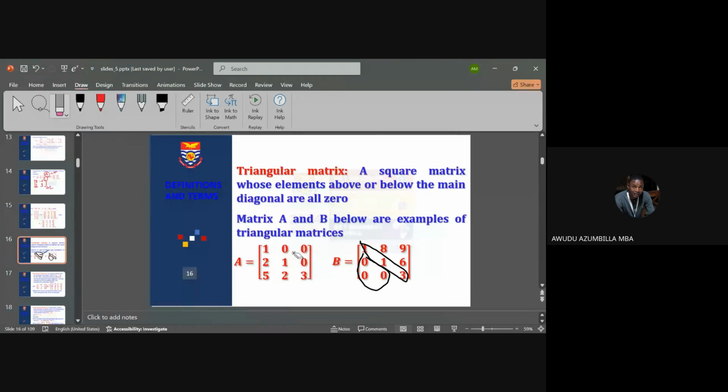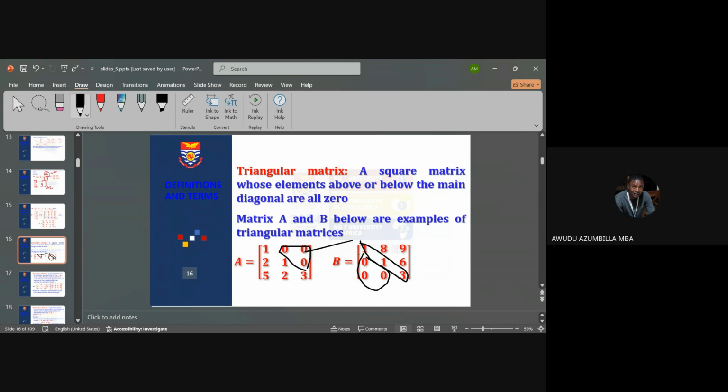Why is it called triangular? If you take only this part out, it is in the form of a triangle. Yes, it's a form of triangle. That is what we call triangular matrices. This is the form of triangular. This is a form of triangle.